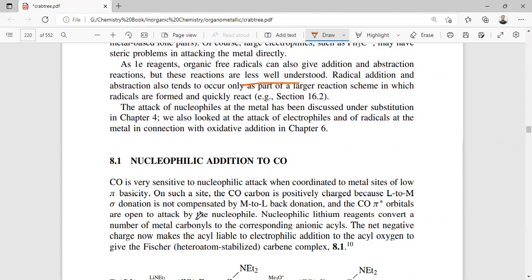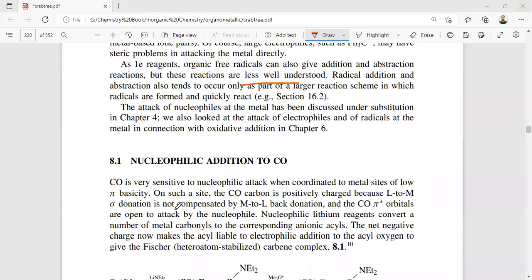So CO is very sensitive to nucleophilic attack when put on metal sites of low pi basicity. On such a site, the CO carbon is positively charged because the L to M sigma donation is not compensated by metal to ligand back donation. So the CO pi star orbital is open to attack by the nucleophile. Yes, CO is very sensitive to nucleophilic attack.